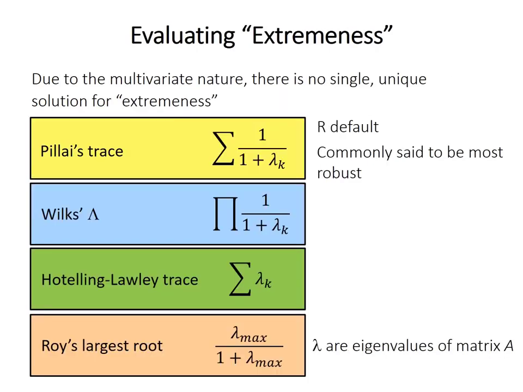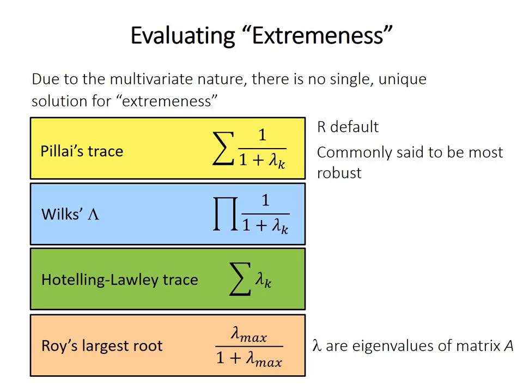And it turns out that there's no single, unique, correct way to evaluate that extremeness. This is because of the multivariate nature of the data. And so as a result, there's at least four different statistics that have been devised, each using the eigenvalues of the matrix. So this lambda term are the eigenvalues of the matrix A, the result of the test.